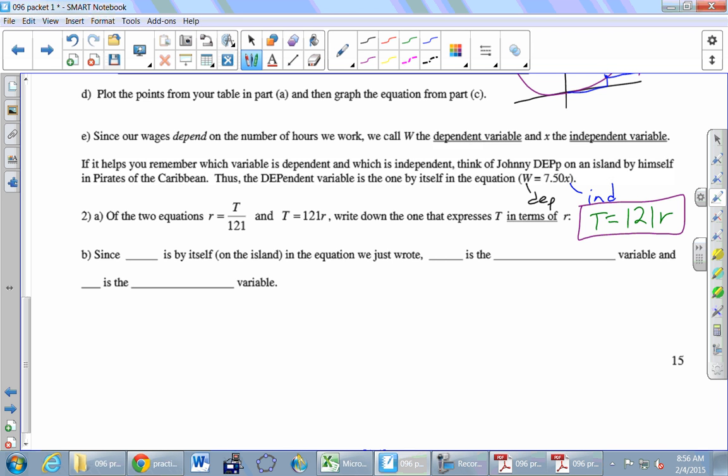All right, more vocabulary here. Since one of those letters, the one that we just rewrote, is by itself on the island in the equation we just wrote, which letter is by itself? T. So that means that something is the blank variable. T is by itself, so is T independent or dependent? T is dependent.